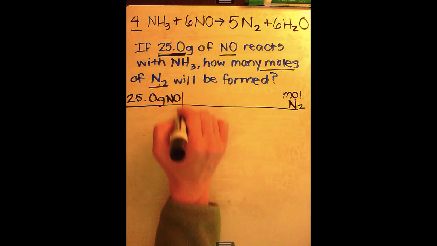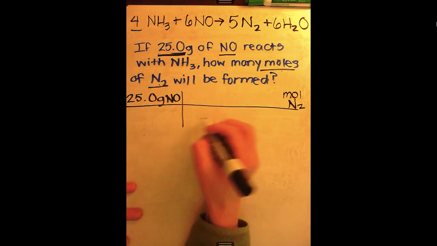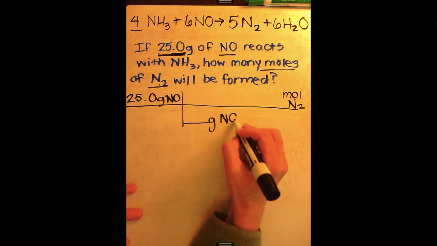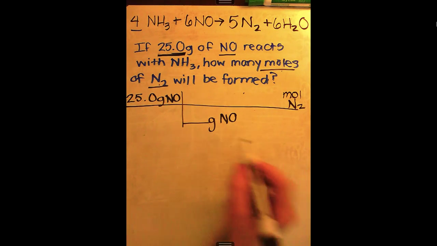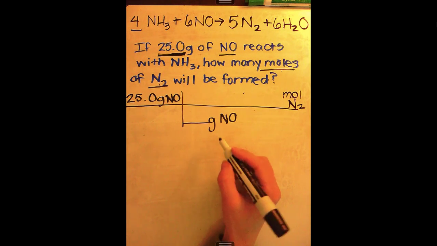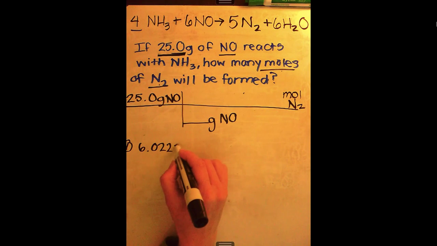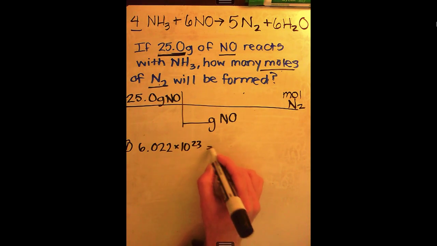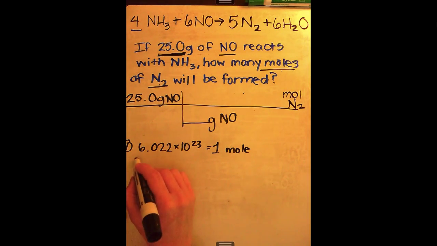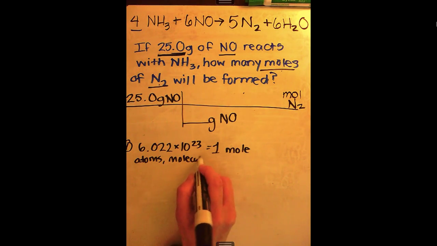The next thing I do is draw my T-chart. I've got to get away from grams of nitrogen monoxide, so the very first thing we're going to do is drop those units down. Okay. So right here, you dropped your units, now what? Well, let's think back to those conversion factors. You have three options. You have 6.022 times 10 to the 23rd equals 1 mole. Well, why would we use that right now? Because that has to do with atoms and molecules, which this problem has nothing to do with.